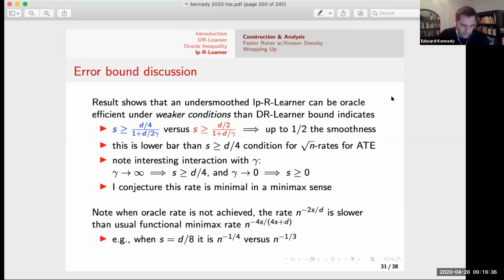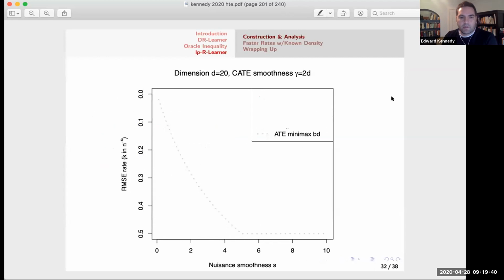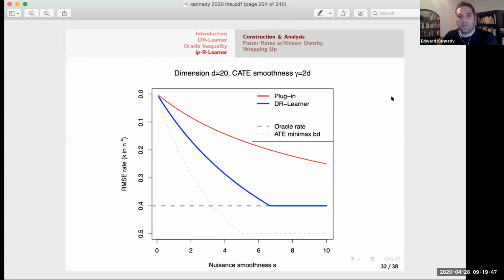And the rate you get here is slower than the usual minimax rate. So let's look at a picture. Got the minimax rate, the oracle rate, just like before. Here's the plug-in rate, it's slow, the faster DR learner rate. And then here's the rate that we're getting now with this specialized estimator. So it's hitting the oracle rate at almost half the smoothness that you need for the DR learner.